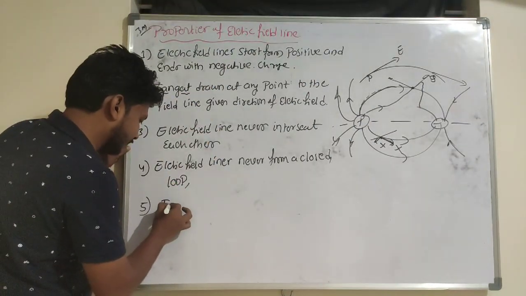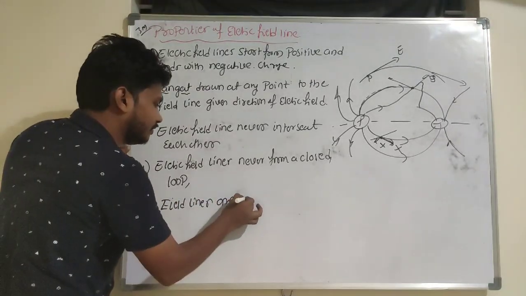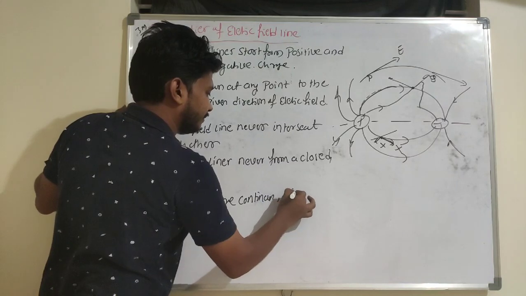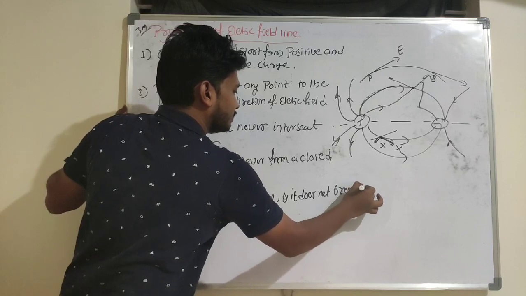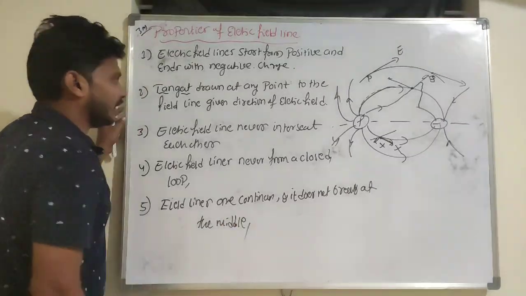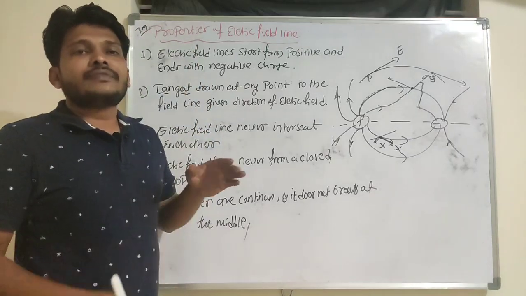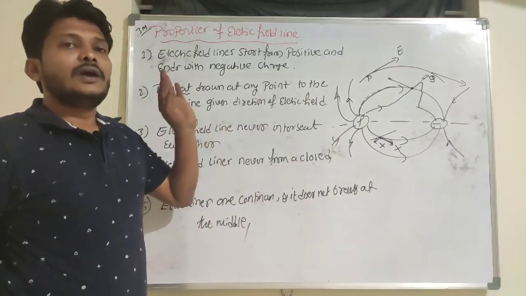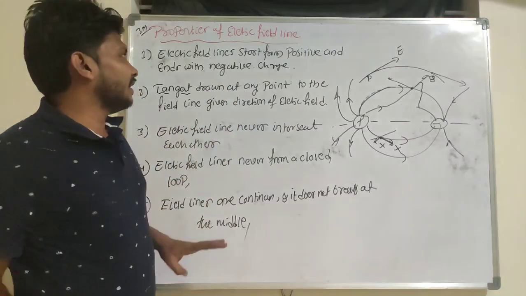So field lines are continuous and do not break in the middle. An electric field line is an imaginary line which gives a non-mathematical visualization of the electric field. For a positive charge, field lines are outward; for a negative charge, electric field lines are in the inward direction.